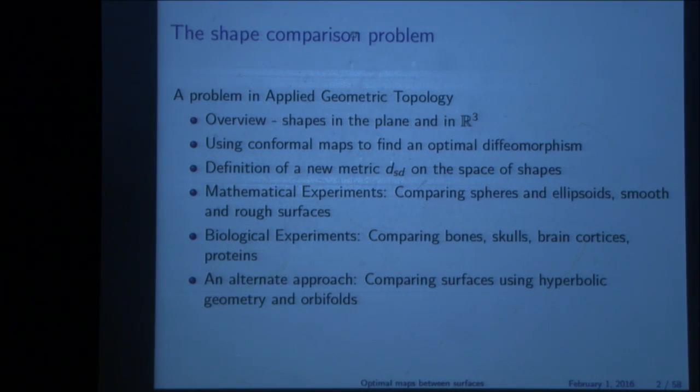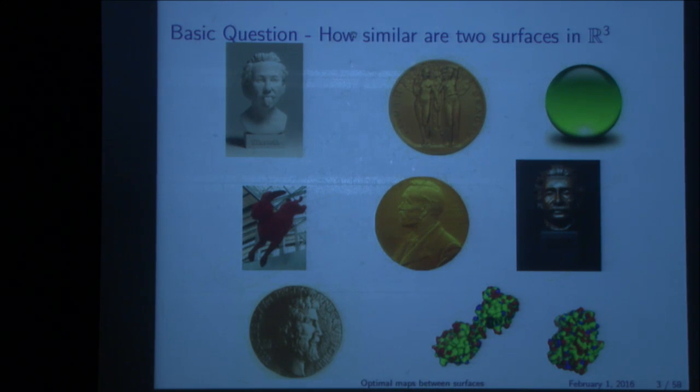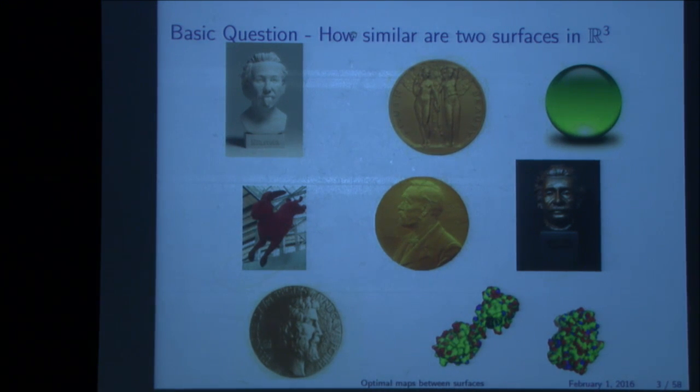So let me start by looking at an overview of the problem. Here are 9 different shapes, 9 different surfaces in 3-space. What we'd like to do is create some kind of similarity to tell which ones are more similar and which pair are less similar. It turns out the human eye is very good at picking out 2-dimensional shape, but it's not so good at discerning the differences between 3-dimensional shapes.